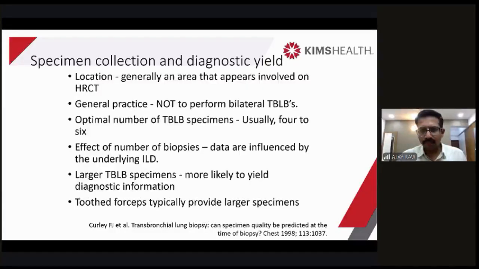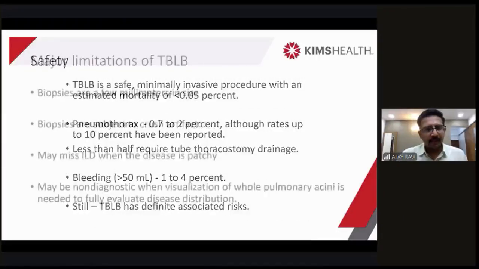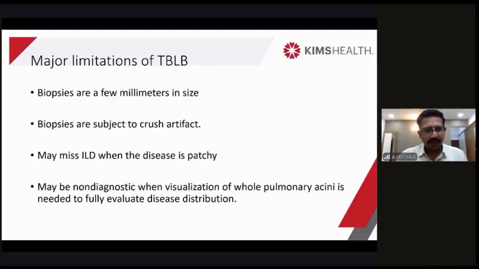And then a larger specimen, if required. If you have a larger scope, you can use a larger forceps and get a larger specimen. If you use a smaller scope, the working channel is small, the forceps is small, and the biopsy size is also small. The yield is also less. Again, I'm not going into the limitations as well as safety concerns.